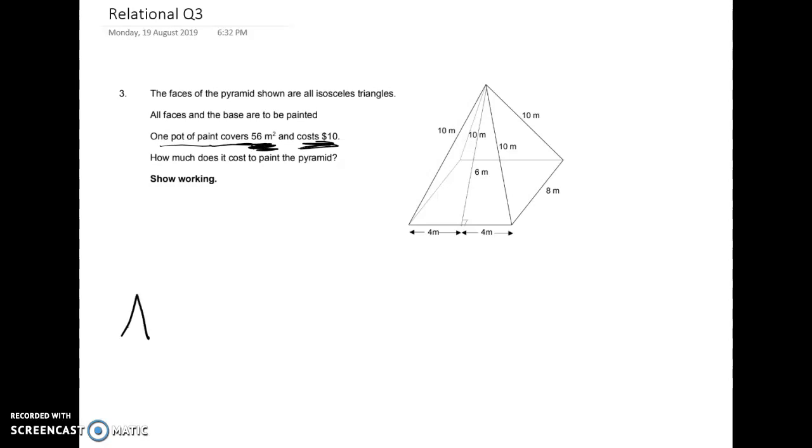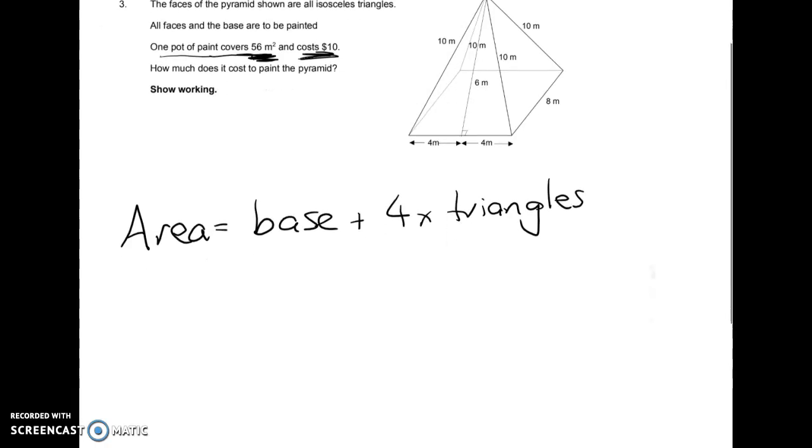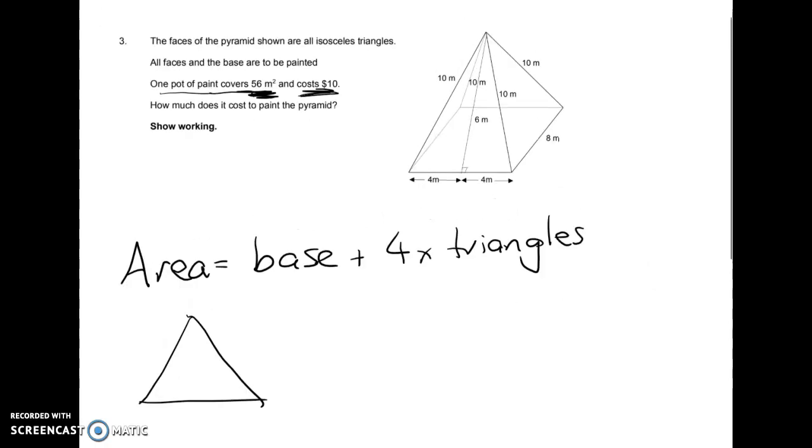So first of all, we're going to say that area is equal to the base plus 4 times the triangles. Right, and the triangle areas are all the same. So let's draw out the triangle face, see what we've got. Well, they're all isosceles, so that's telling me this length here is 6 meters. And this length across here is 8 meters.